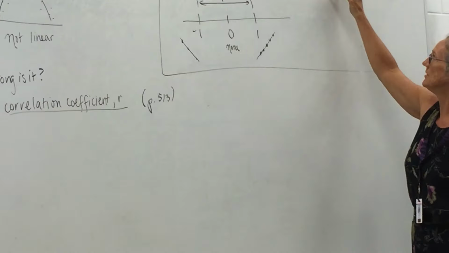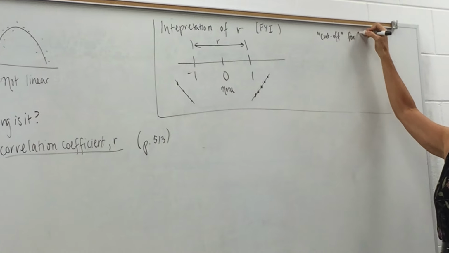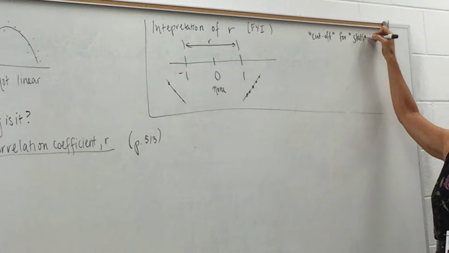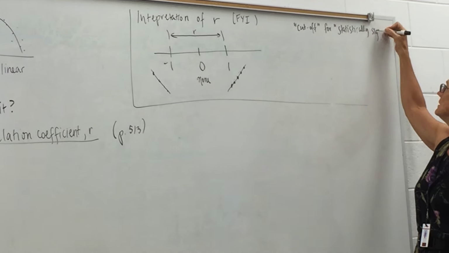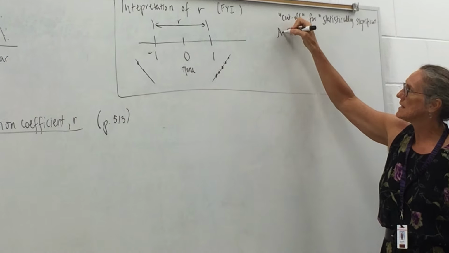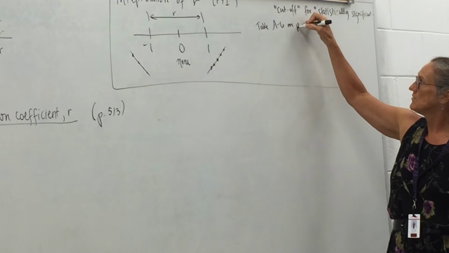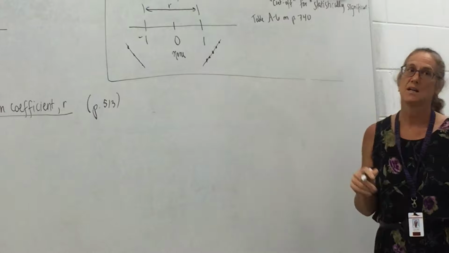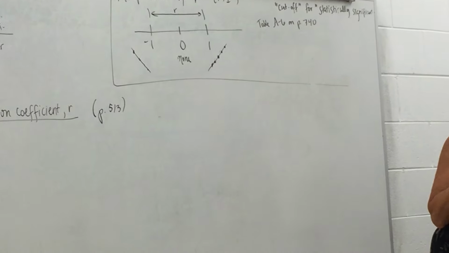And there's a cutoff for what's considered statistically significant, given in a table. It's table A6 on page 740. In your homework, they're going to give you a link to it, so you can just pull it up.